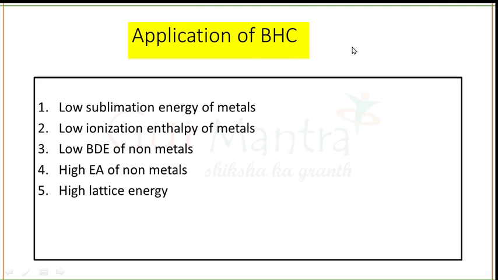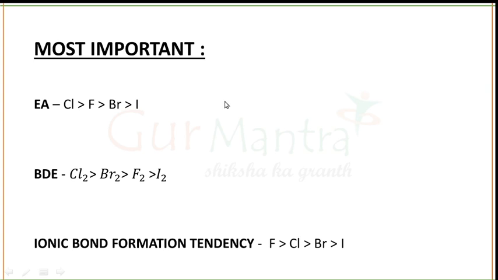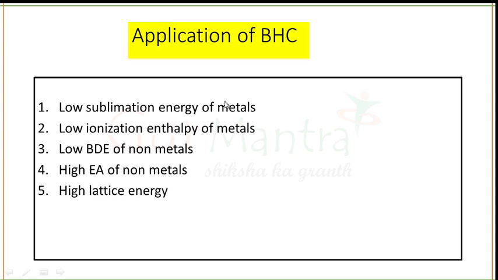This is a very important application of the Born-Haber cycle because it gives the sublimation energy and ionization enthalpy of metals. Metals have low sublimation and ionization energy, while non-metals have low bond dissociation energy and high electron affinity, and also the high lattice energy of ionic compounds.